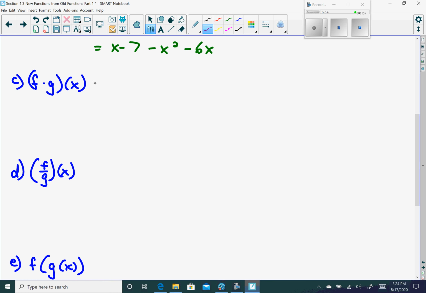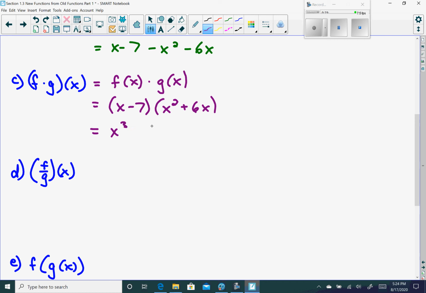All right, next we're looking at f of x times g of x. So here we're getting the quantity x minus 7 times the quantity x squared plus 6x, and we just distribute carefully. x times x squared is x cubed. x times 6x will give me plus 6x squared. Negative 7 times x squared is minus 7x squared. And then negative 7 times 6x is minus 42x. So combining our like terms here, we just get an x cubed minus an x squared minus 42x.